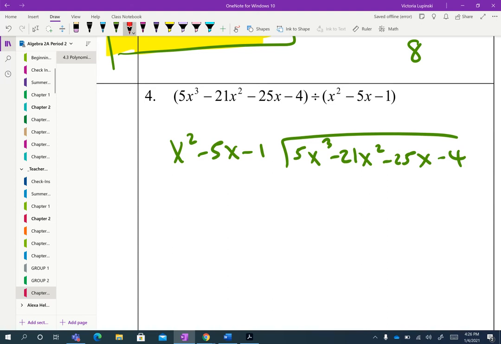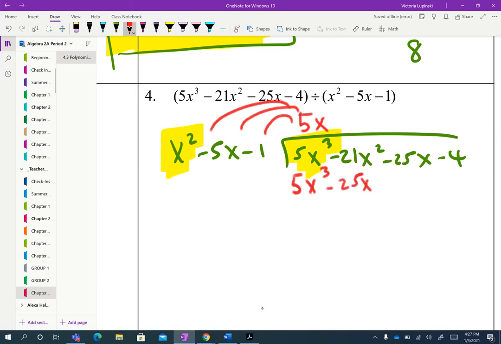So first into first. X squared times what gives you 5x cubed? That's going to give me a 5x. And again, just in case you like the colors, first into first, so that's a 5x. You're going to multiply that 5x by each of these values in the divisor, of which now there are 3. So 5x times x squared is going to give you 5x cubed. 5x times negative 5x is negative 25x squared. And then minus 5x.